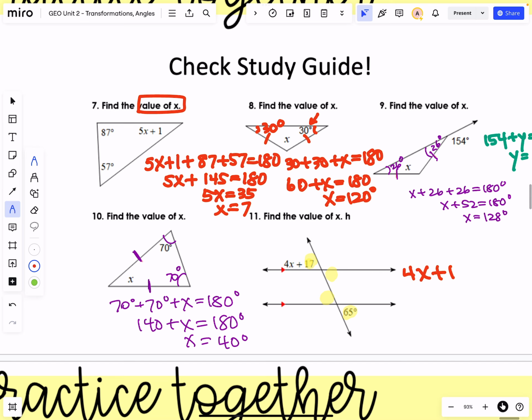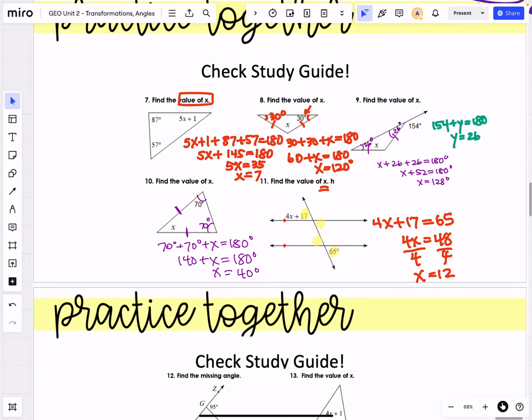4x plus 17 is equal to 65. Go ahead and subtract that 17 from both sides. We're going to get 4x is equal to, let's see, 65 minus 10 is 55, minus 7 is 48. So when I divide out that 4, I should get x is equal to 12. All right, and that's all we're looking for here. Find the value of x, and so x is 12.